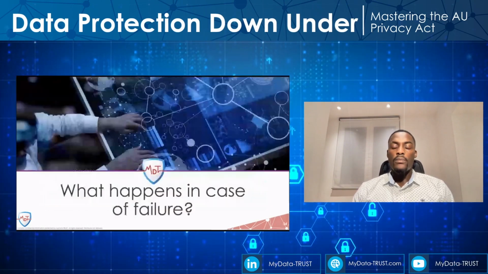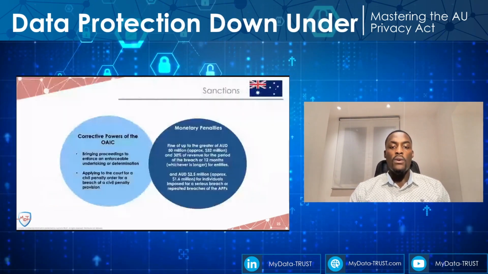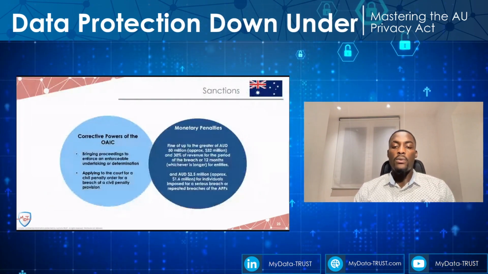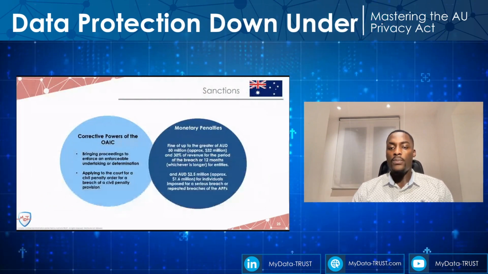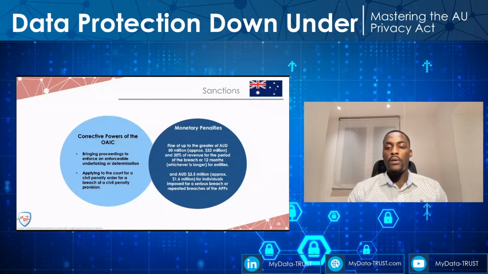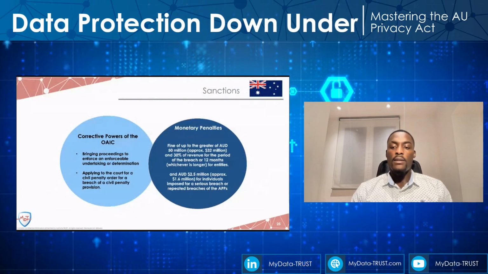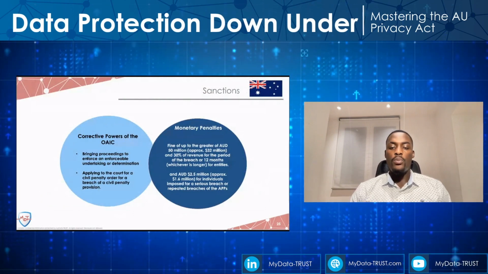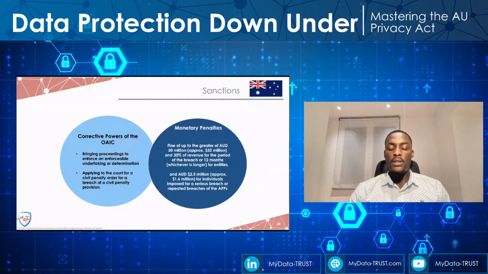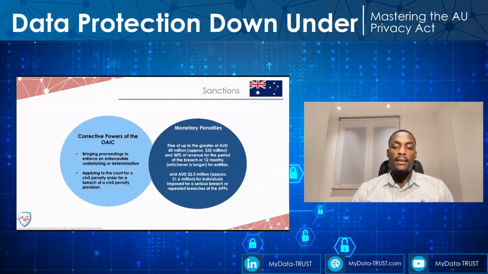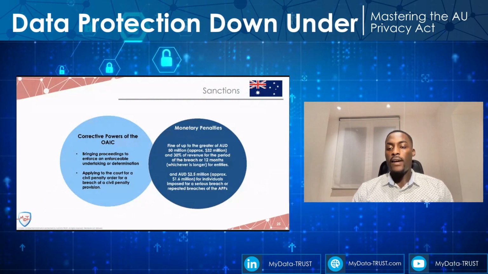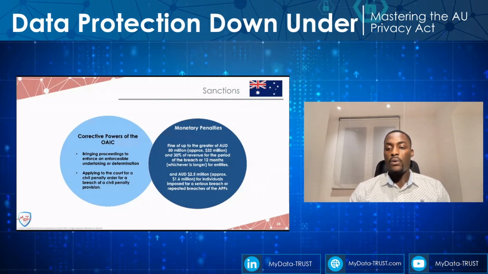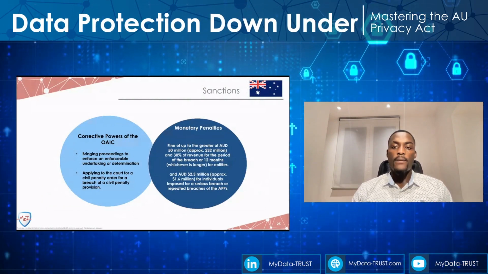So for the penalty, if your organization is found to be in breach of many violations of the Privacy Act, you may expose yourself to a penalty of up to 50 million Australian dollars, approximately 32 million euros, or 30% of revenue for the period of the breach or 12 months for your organization. And if it's an individual, you can have a 2.5 million Australian dollar penalty, or approximately 1.6 million euros, for breaches of the provisions of the law.